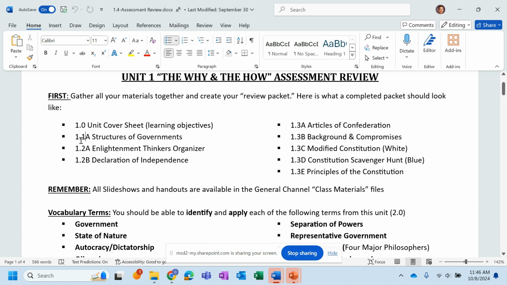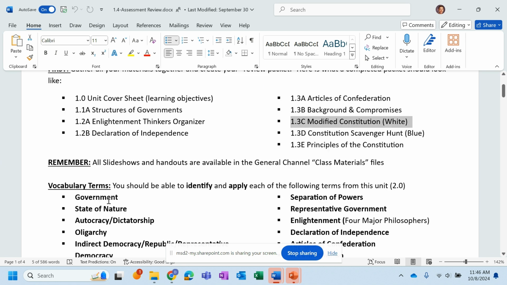And then you've got all your note sheets and activities. You can use a copy of the Constitution. I will have a few spare paper copies, so bring yours. Once I'm out, I'm out. All slideshows are in the general channel and class materials.